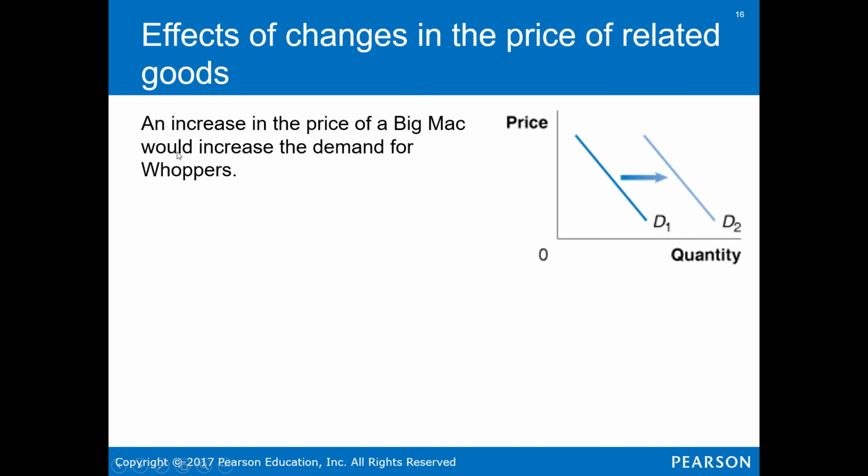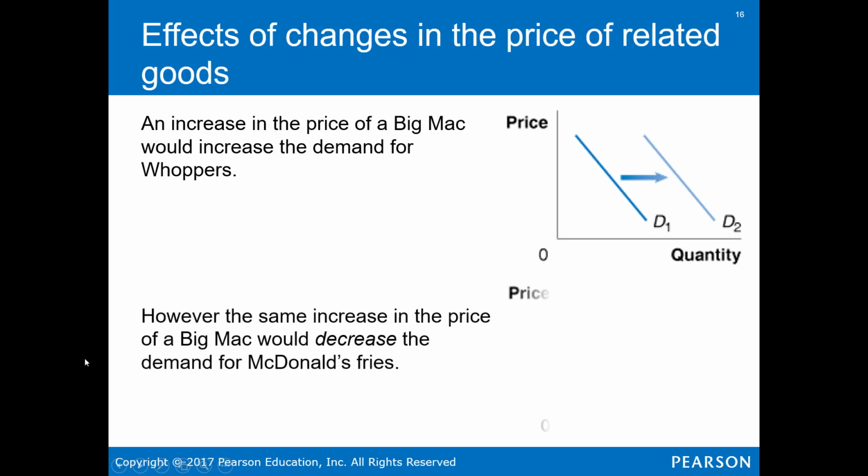So an increase in the price of the Big Mac would increase demand for Whoppers. Think about it. My competitor, the Big Mac, the price went up. So that means demand for Whoppers is going to increase. However, the same increase in the Big Mac would decrease demand for McDonald's fries. Now, McDonald's fries and the Big Mac are complements, so that's causing a decrease in demand. Now, this doesn't change the Big Mac curve. All a price change does for the Big Mac is move up and down D1.